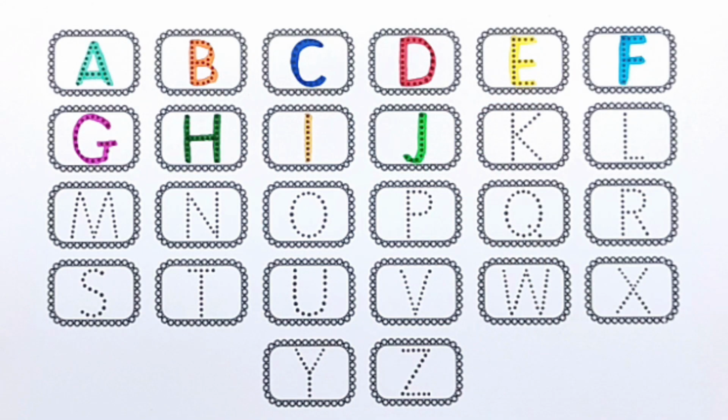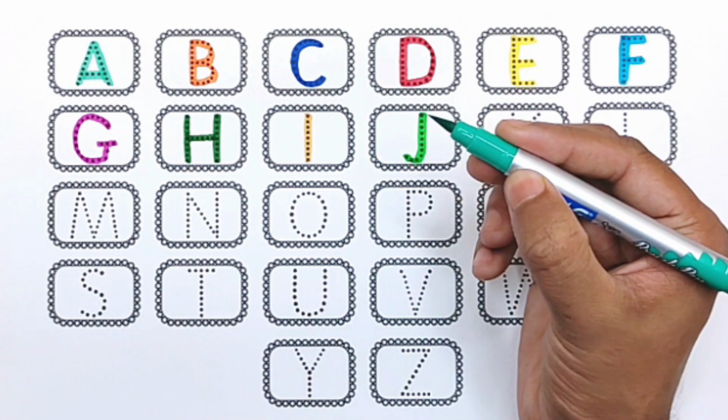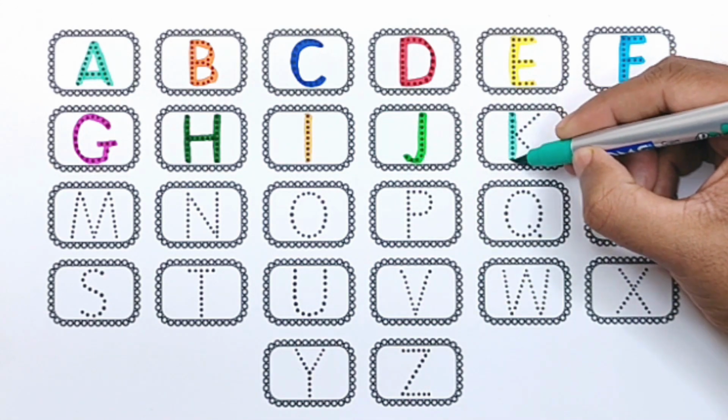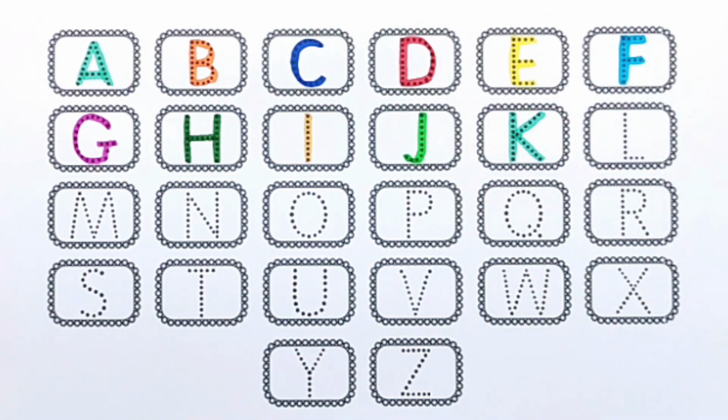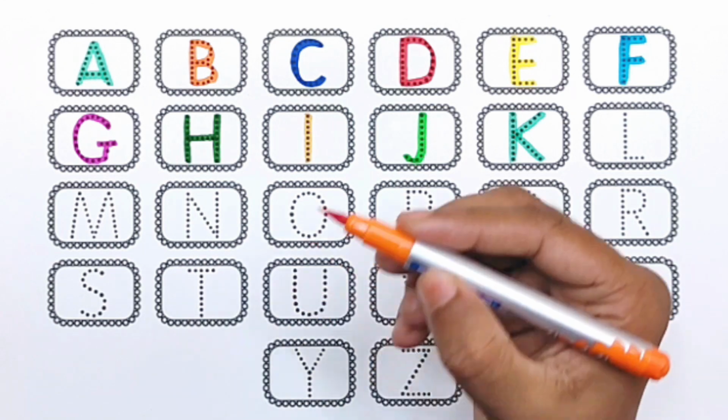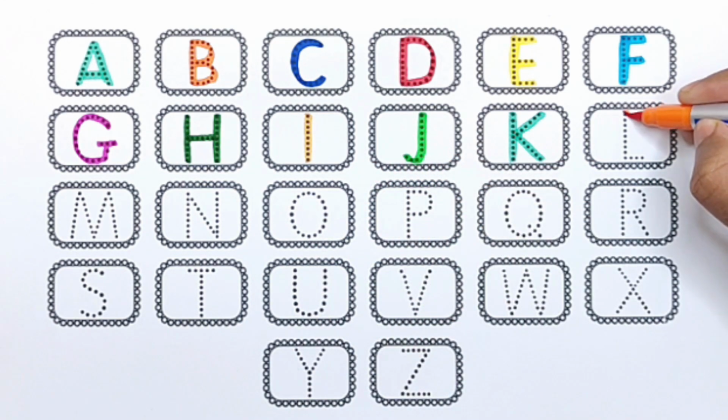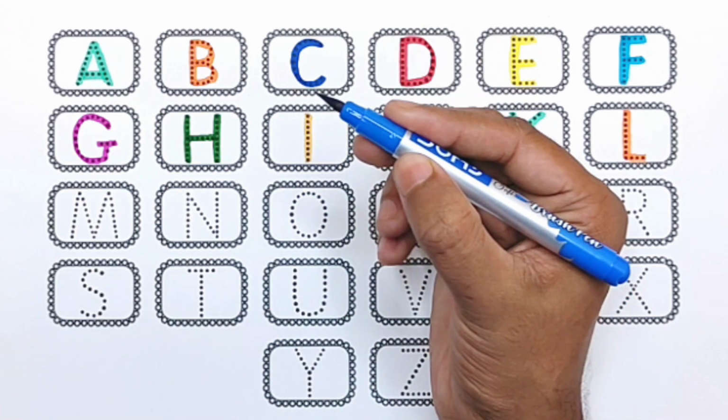J for juice, sea green color. K for kite, orange color. L for lollipop, blue color.